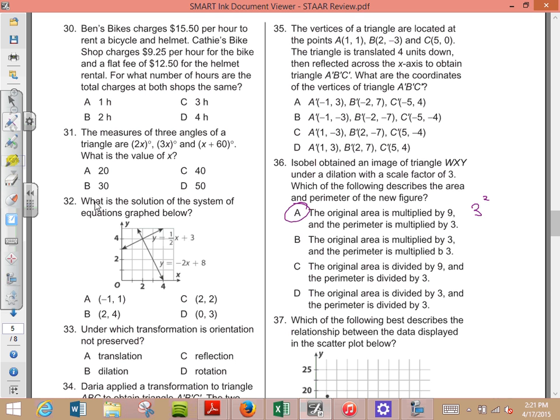I don't have to go through the other ones because as you read them, they do not meet that criteria. It says that the area is multiplied by 3, which is not true. We never multiply by the scale factor to find the area. We never divide. Never. We multiply by a fraction, but we don't divide. And letter B, like I said, it's just not right.